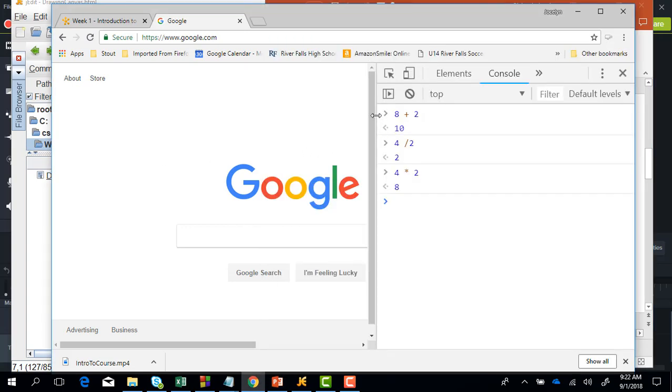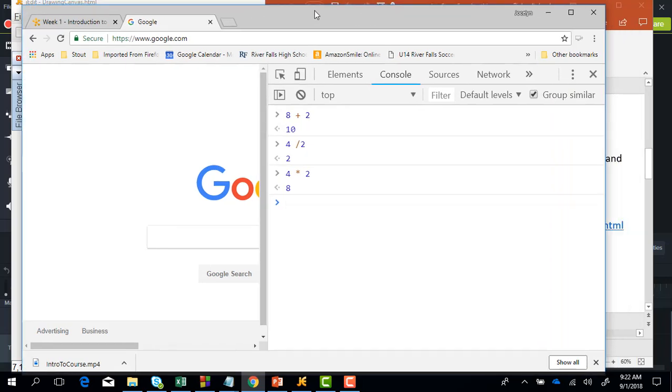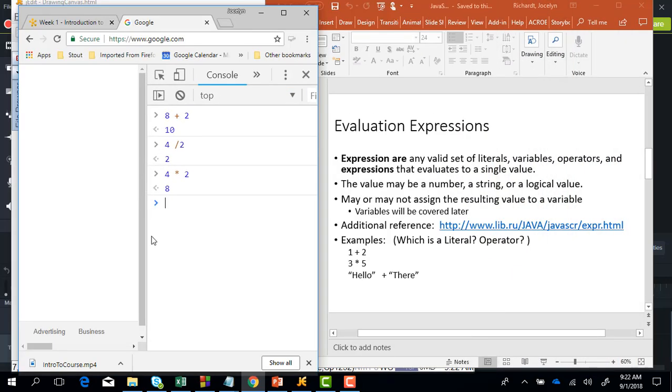So if we go back to our console here, you can see that we have a math expression, and let's figure out what these things mean here: literals, variables, and operators. Well, I hope you remember what an operator is. That is the plus, the divide, the multiply. That's what's telling us what the action is that we need to do.